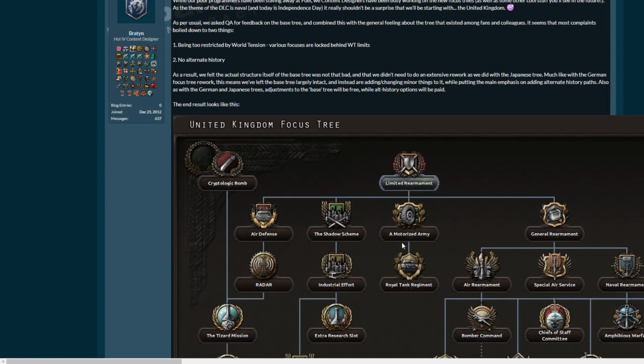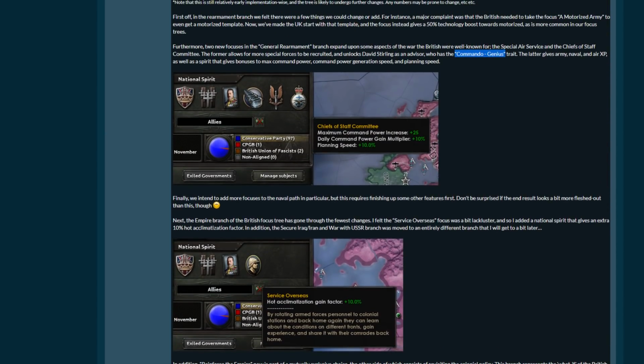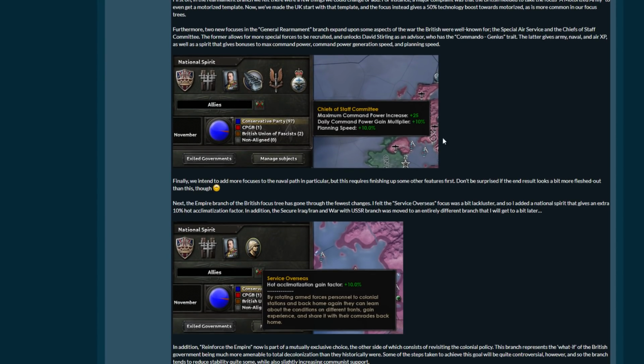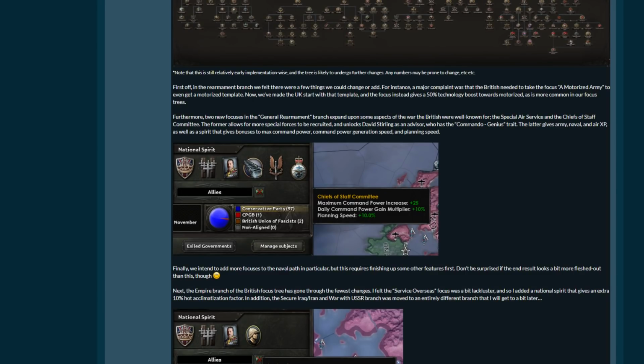Also, there's another extra new one here too called Chief of Staff Committee, which you can see here increases the maximum command points by 25, which is similar to what China has at the moment after waking the tiger. And it also increases the amount of command powers you gain by 10% and planning speed by an additional 10%. I love this. I think this is so good.